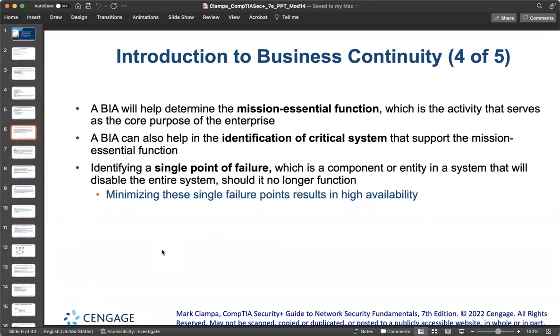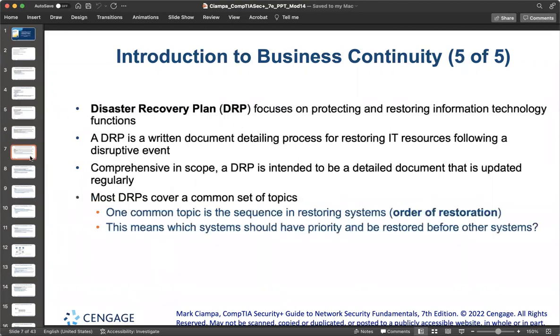Also, identifying a single point of failure is what happens in this process, which is a component or a system that will disable the entire system should it no longer function. And usually what we want to do is minimize the existence of these single failure points and make sure we have high availability through redundancy that we apply and reduce the number of single points of failure.